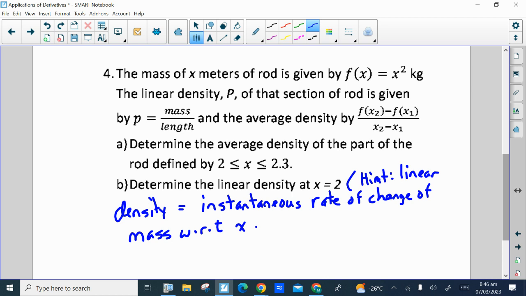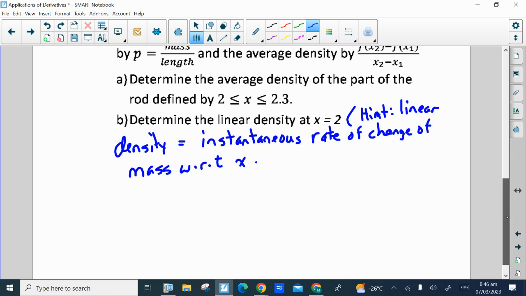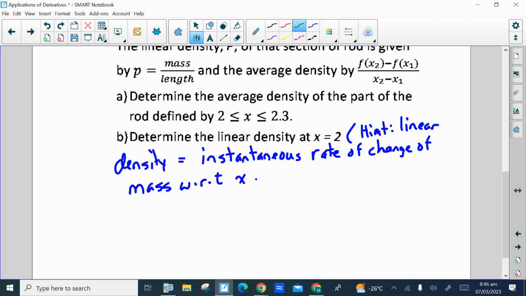Okay? So before that, we need to first find the average density, and that would be done using basically that slope formula. That's what f at x2 minus f at x1 over x2 minus x1 is. That is the slope formula. F at x2 is the same as y2, and f at x1 is the same as y1. So part A, essentially we're finding the slope of this. And so it's f at 2.3 minus f at 2 all over 2.3 minus 2.